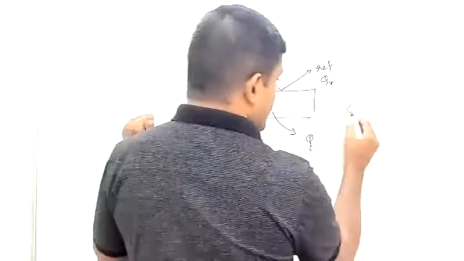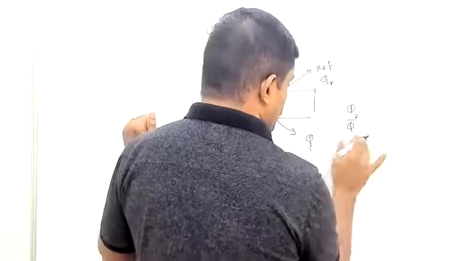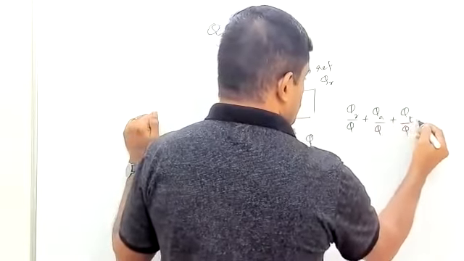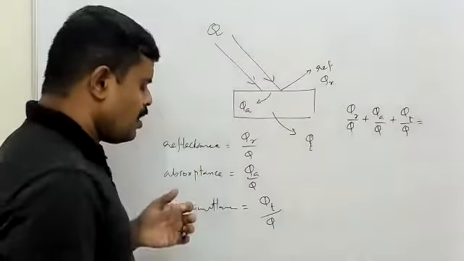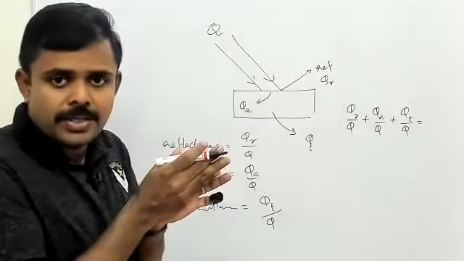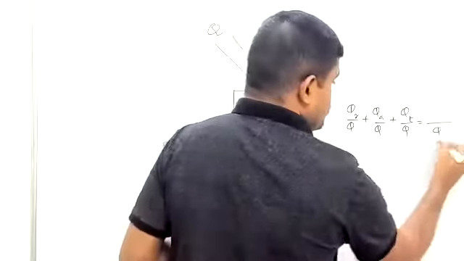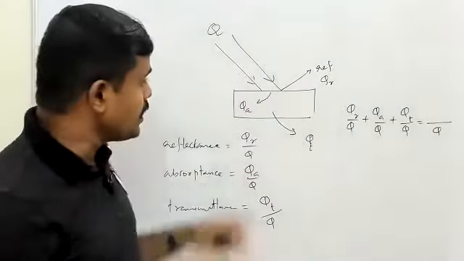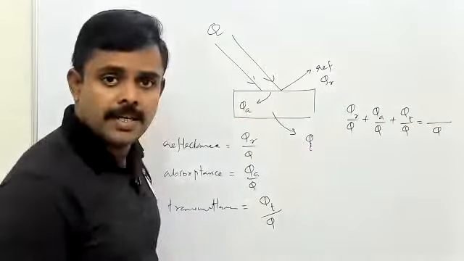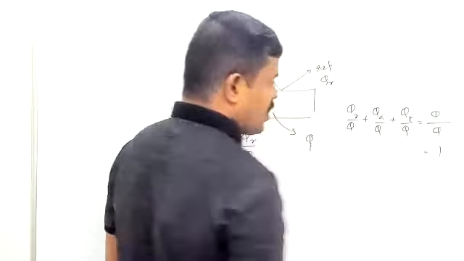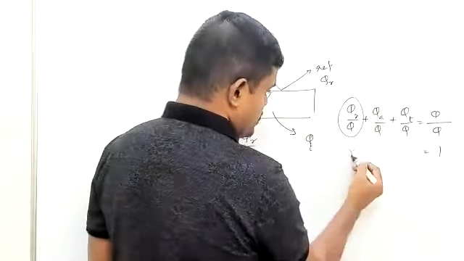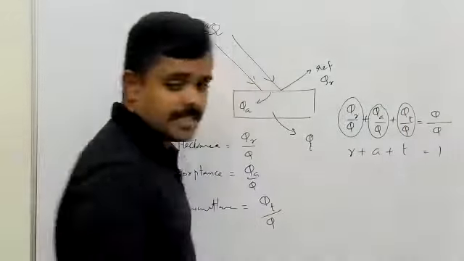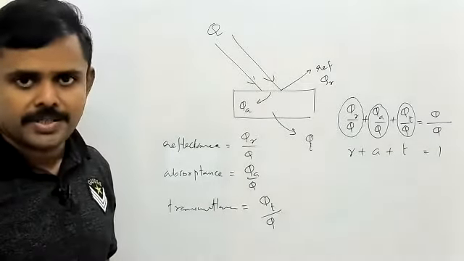So if you add them up, what do we get? QR by Q plus QA by Q plus QT by Q. If I take the LCM here, it is Q. On the numerator, it is QR plus QA plus QT. What is QR plus QA plus QT? It is nothing but Q itself. That is equal to 1. So this is called reflectance R, this is called absorptance A, this is called transmittance T. So R plus A plus T is equal to 1.